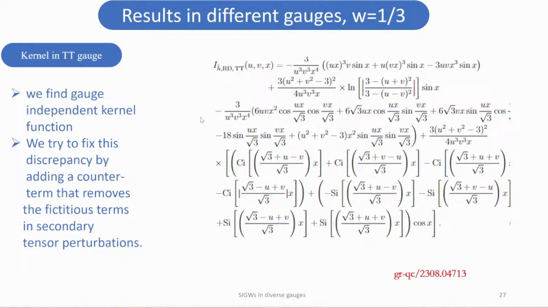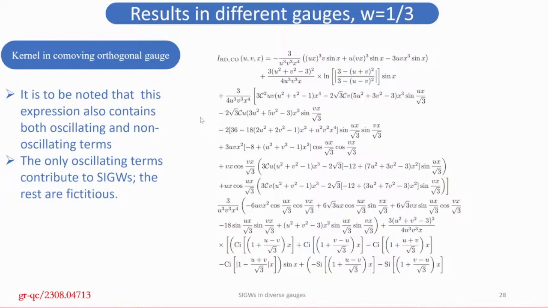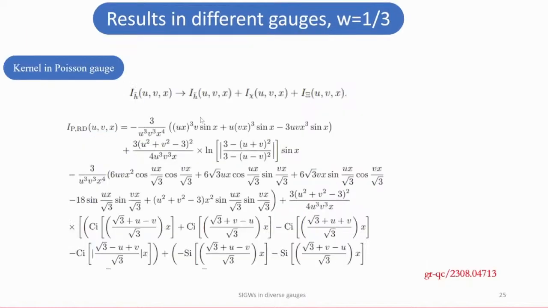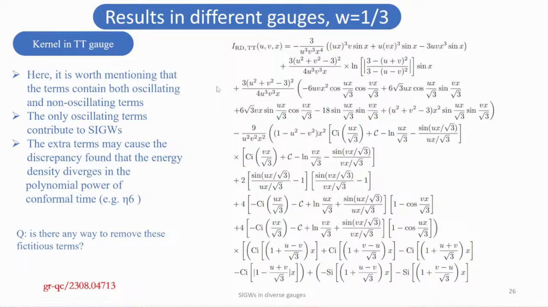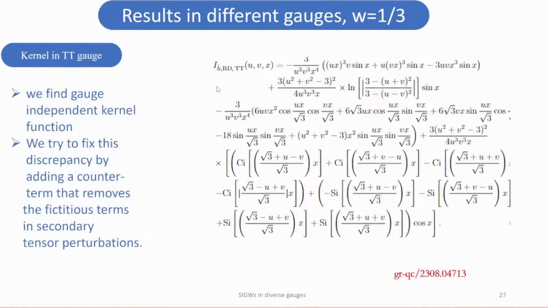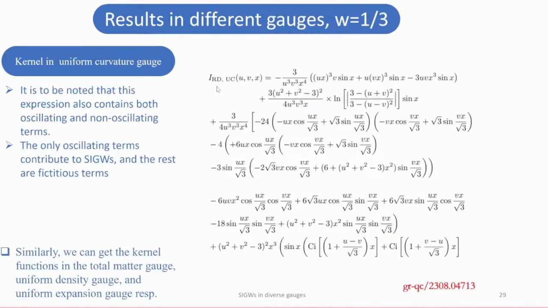Similarly, as I said before, in this expression, you see, this is basically a gauge independent kernel function expression. So we have to find it in different gauges. Let's see, like we have to find it in the TT gauge. Similarly, we have to find it in a uniform curvature gauge. So here we also see using that counter term, we have the gauge independent kernel function. Similarly, we can find out the gauge independent kernel function in the rest of the gauges.